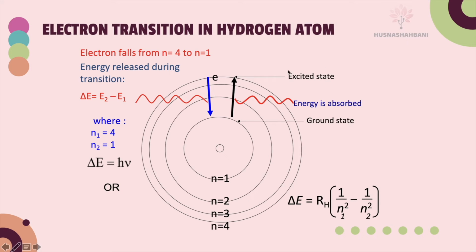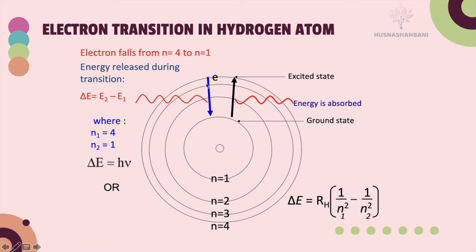Electron transition in hydrogen atom. This electron transition shows that the electron falls from n equal to 4 to n equal to 1. When an electron falls from a higher energy level to a lower energy level, energy is released, or emitted, during the transition.